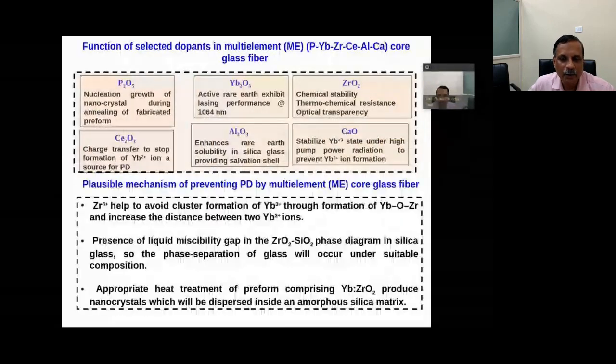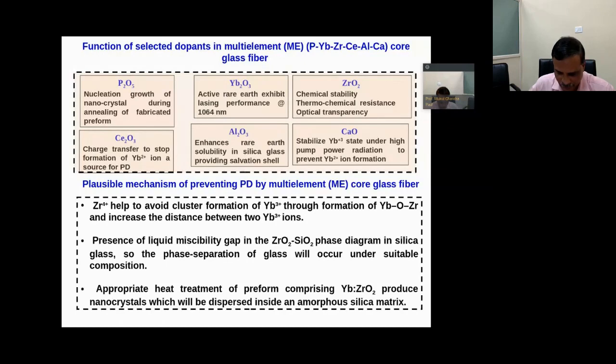Basically we have used phosphorus, zirconia, cerium, aluminum, calcium doped fiber, each with a different role. Phosphorus is used to increase the nucleation; ytterbium is for the active lasing performance of the fiber; zirconia for chemical stability; cerium is used to reduce the formation of ytterbium 3 to ytterbium 2 ion; aluminum to increase the solubility; and calcium oxide to stabilize the ytterbium 3 ion under high power application.